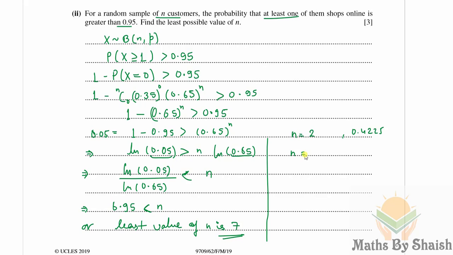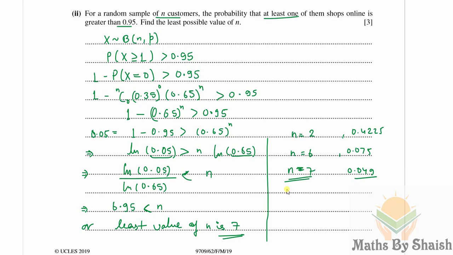So let's check for n as 8, or let's say 6. For n equal to 6, it is a trial and error method, we get 0.075, which is a little bit closer to it. And now again we'll check for n equal to 7, it is coming 0.049, which is of course less than 0.05. So we get from here also that the least possible value is n equal to 7.